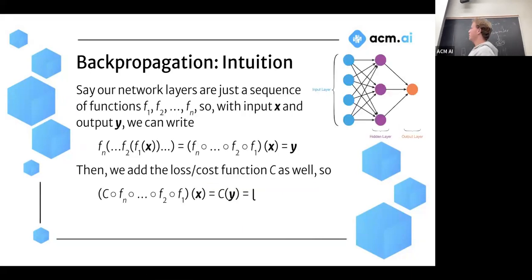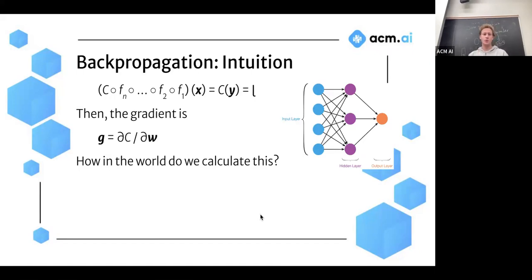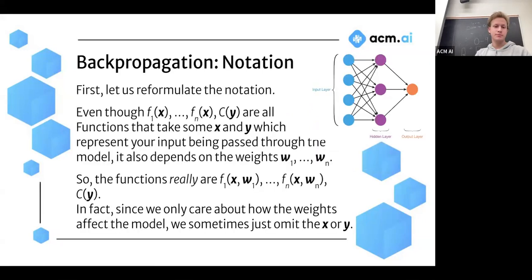Okay, so if we have our input layers, we get this. If we have a lot of layers, we have this massive composition: Fn of Fn minus 1 of Fn minus 2 all the way to F1 of x equals y. And then once we add the loss or the cost function as well, we get yet another composition for y. So that finally gives us our loss. And then with that, we get the gradient, which is we compute the partial derivative with respect to the weight. But how do we calculate this?